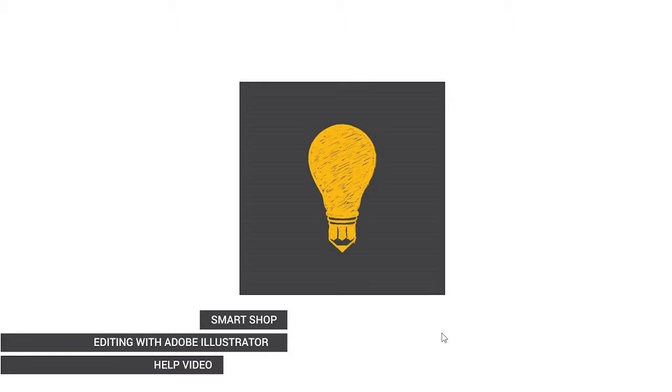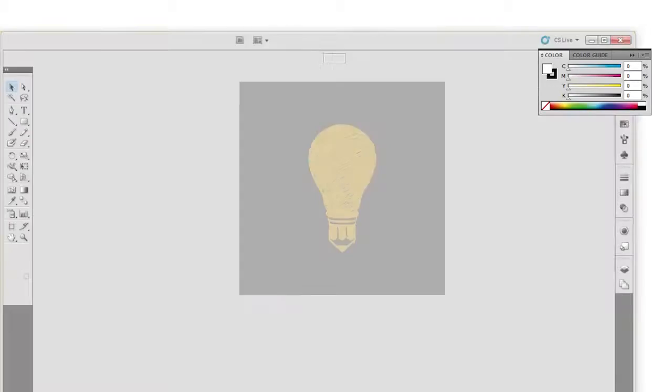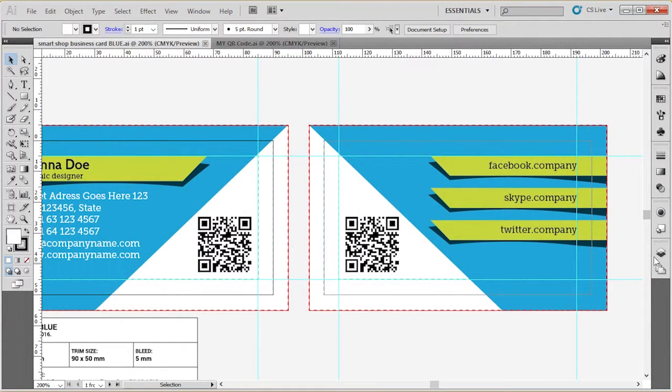In this video we'll see how to edit text and colors in Adobe Illustrator. So let's open up Adobe Illustrator.